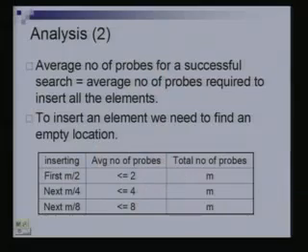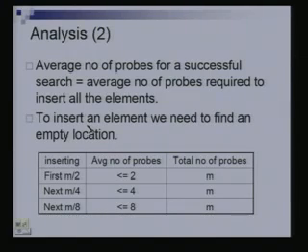Let me try and compute this quantity. If you recall from the last class, the average number of probes required for a successful search is the average number of probes required to insert those elements, because when we were inserting those elements, we were doing essentially the same thing. So it's the same as the average number of probes required to insert all these elements, and this is the quantity I'm going to compute. What is the average number of probes required to insert all the elements that I have in the table? So let's see.